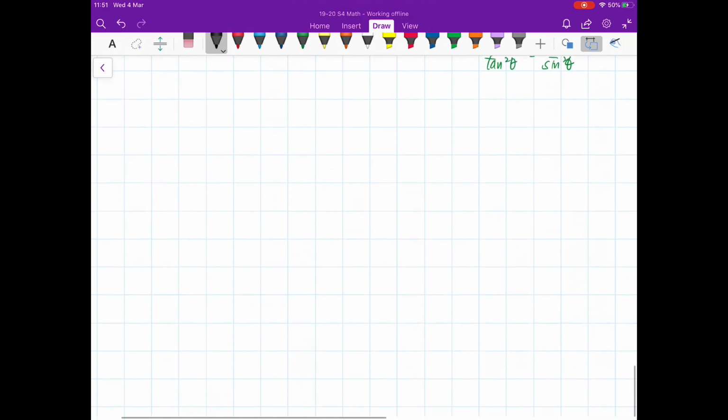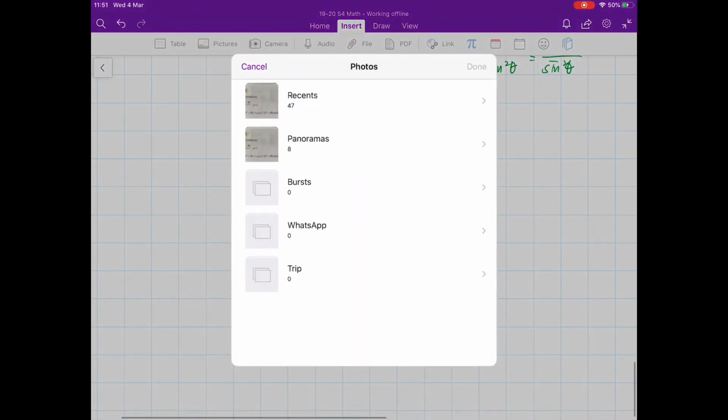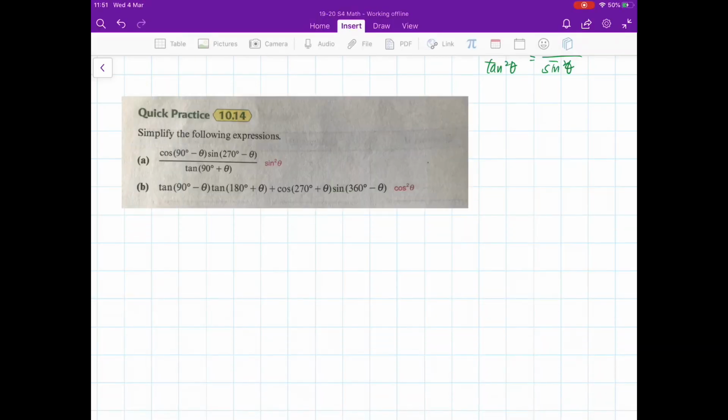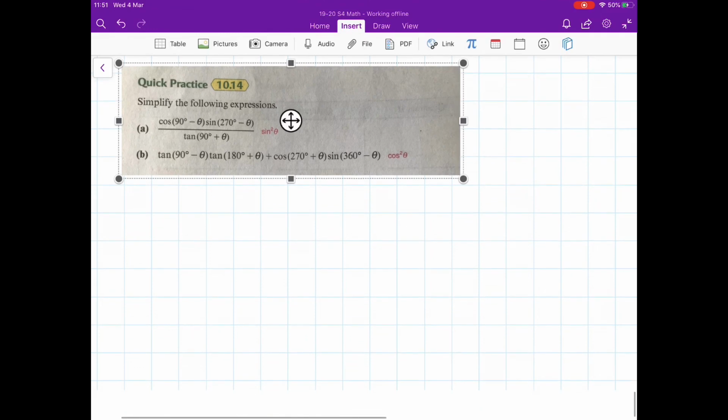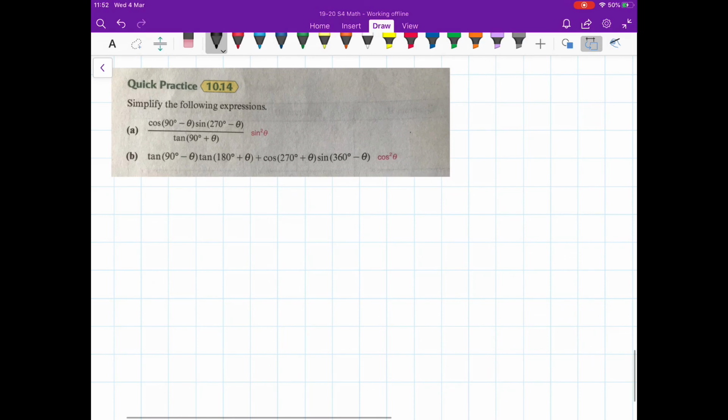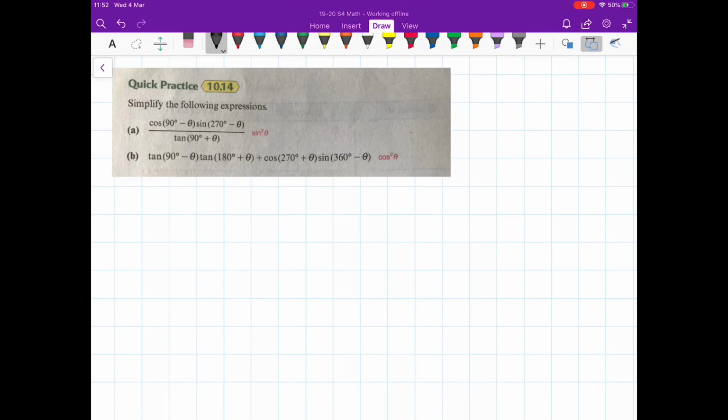Okay, so now please help me to finish the trigonometric 10.14, and afterwards please help me to finish the homework for today, which is exercise 10D, questions 6 to 12.